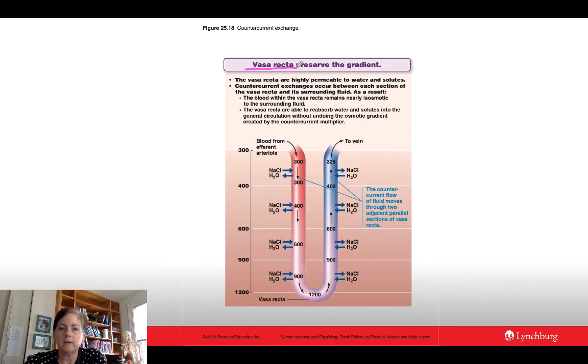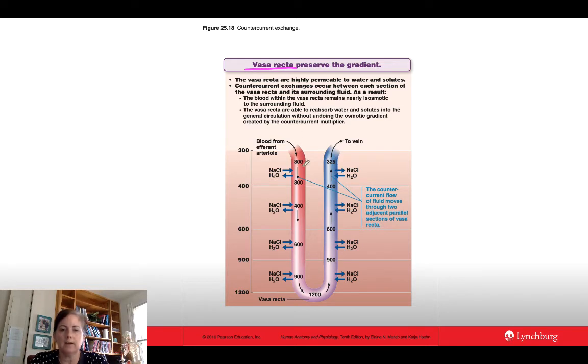Okay, this is just the last thing on that. The vasa recta, we know that that's the specific peritubular capillary beds that surround the juxtamedullary nephrons, and that's really where all of this magic is happening. And the vasa recta basically just preserves that gradient. It doesn't undo it. So the kidneys work really hard to create that gradient, and the vasa recta, those capillaries, are so permeable to the concentrations of water and solute around them that they basically are the same.